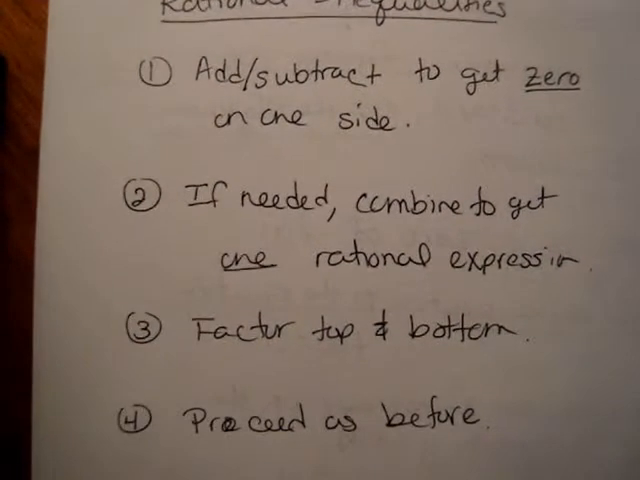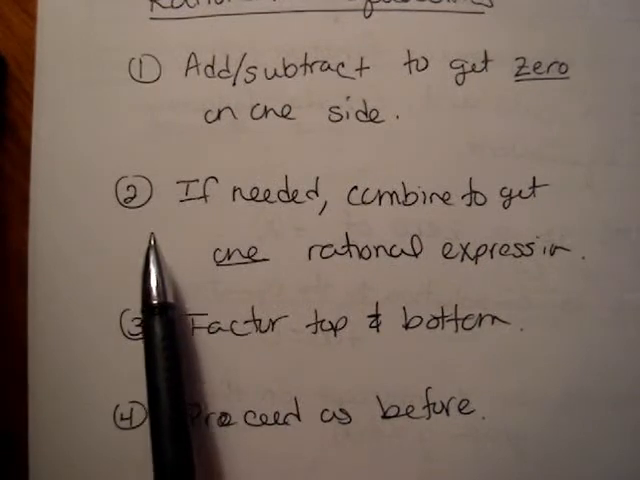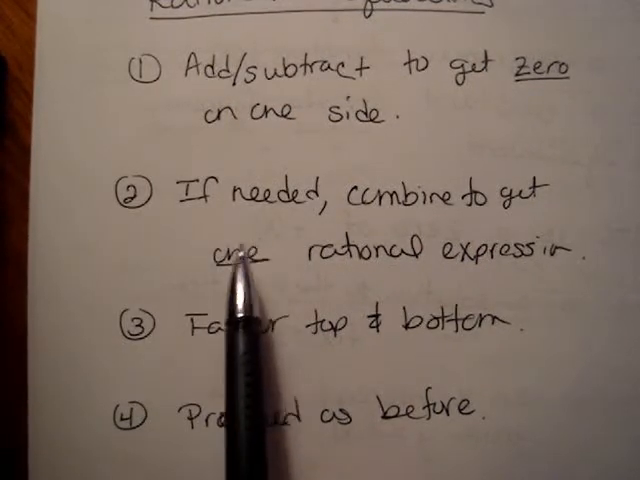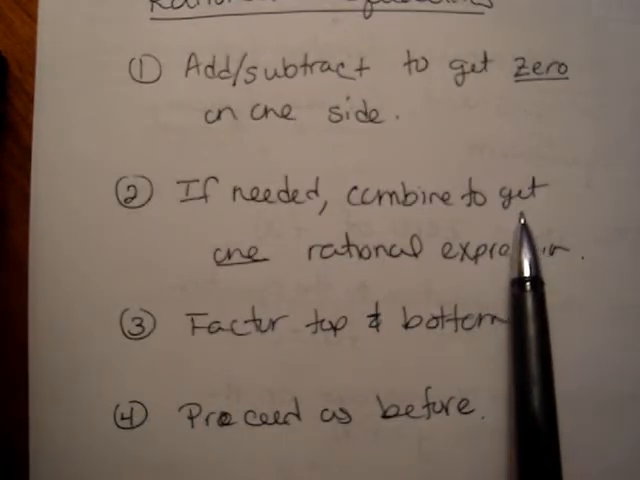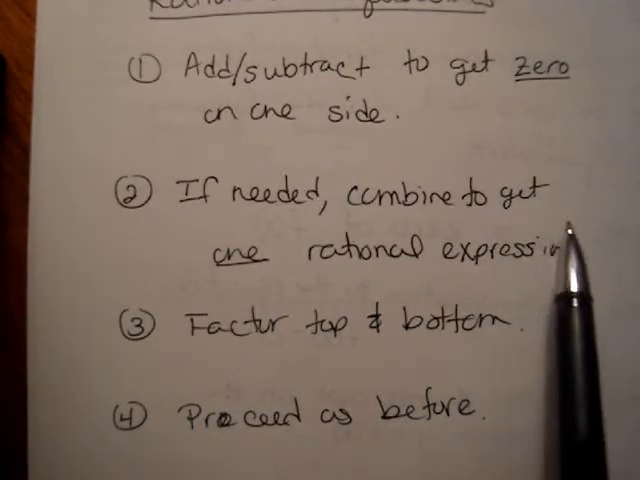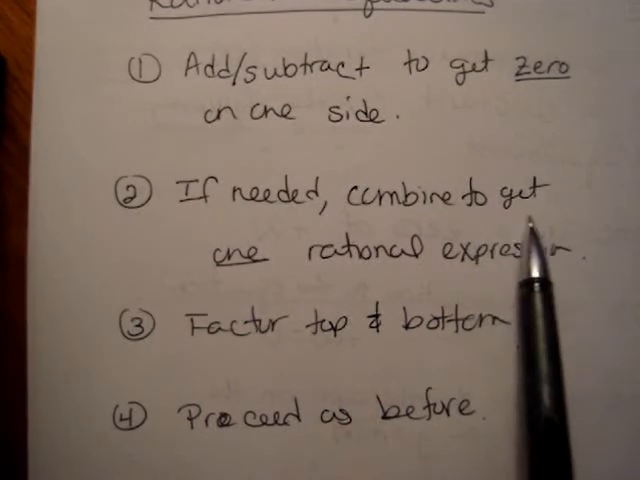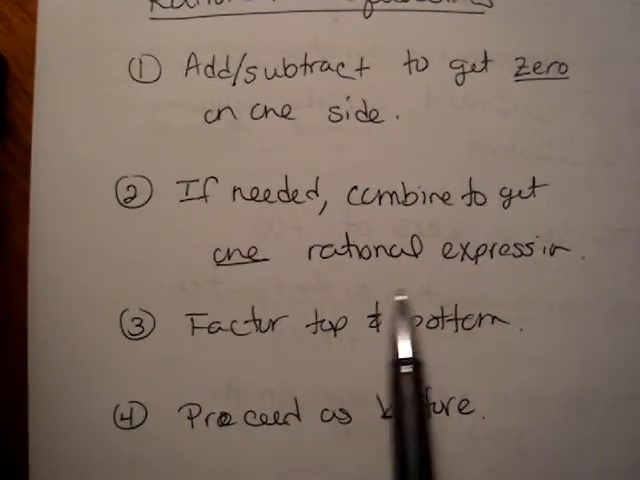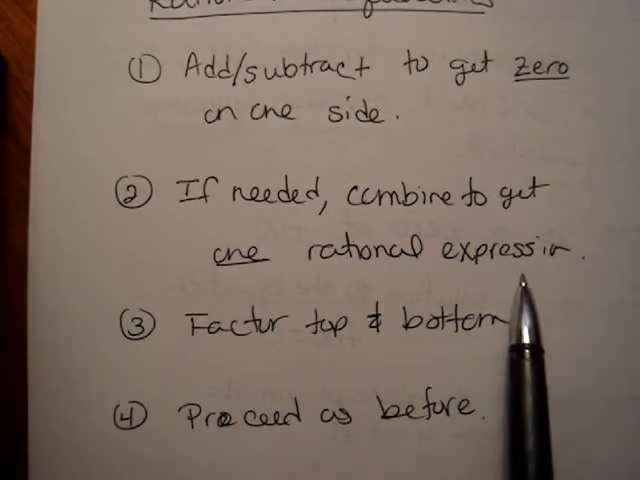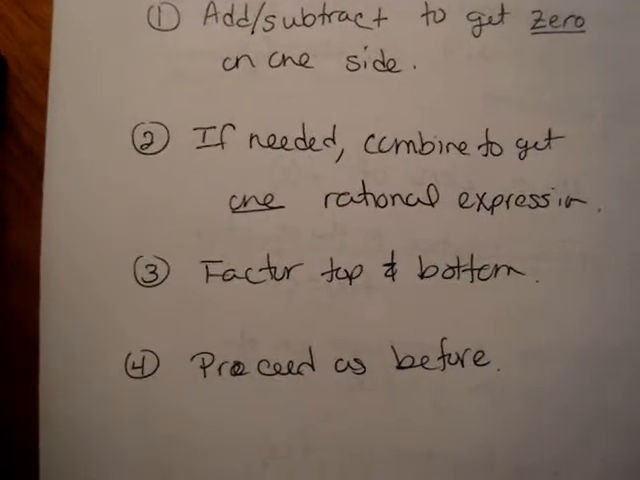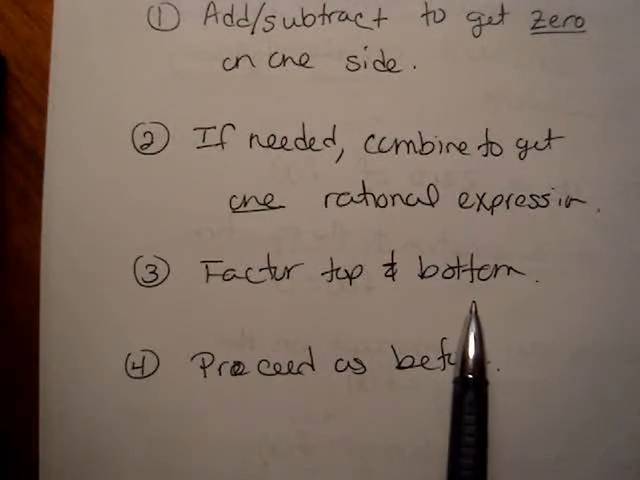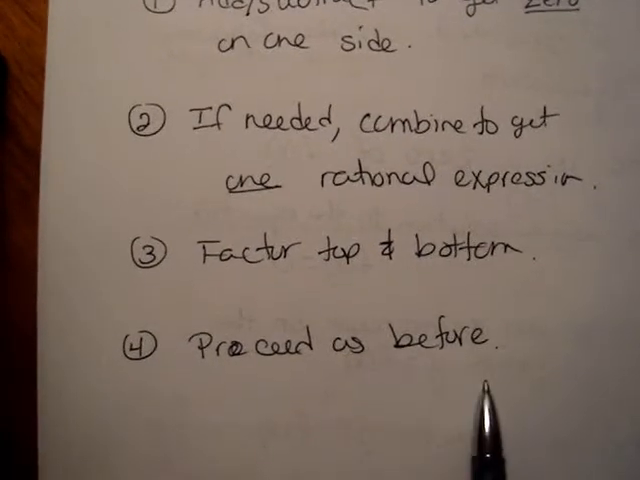Then, if you've got two fractions, or a fraction and a whole number or something like that, you need to combine, and I mean add or subtract, by getting a common denominator so that you get only one rational expression. This method won't work if you have two. Next, you factor the top and bottom as much as possible, and then you proceed as before.